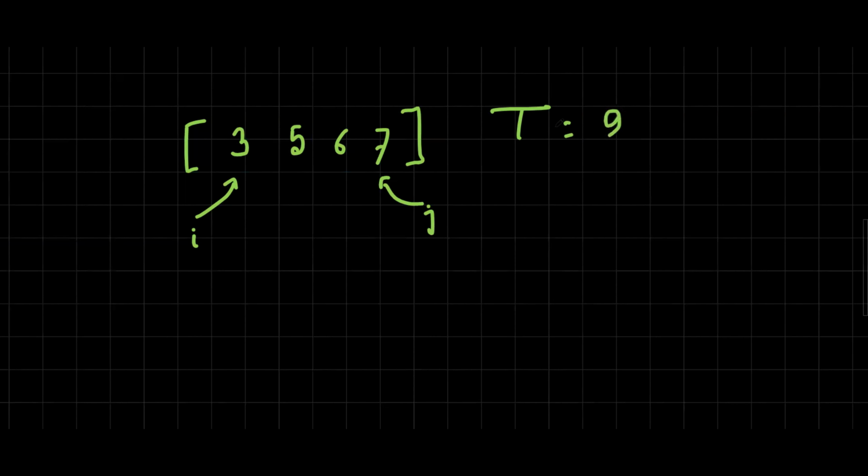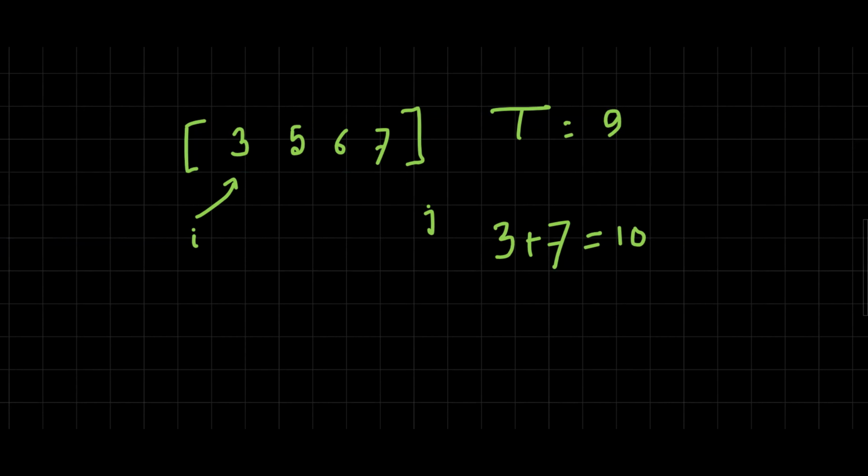So now, at first, we have to check whether the summation of the value at pointer i and the value at pointer j is less than or equal to the target or not. So here we can see that i is indicating the element 3 and j is indicating the element 7. So their summation will be 10. But unfortunately, 10 is not less than or equal to 9. So here we have to shift our j pointer.